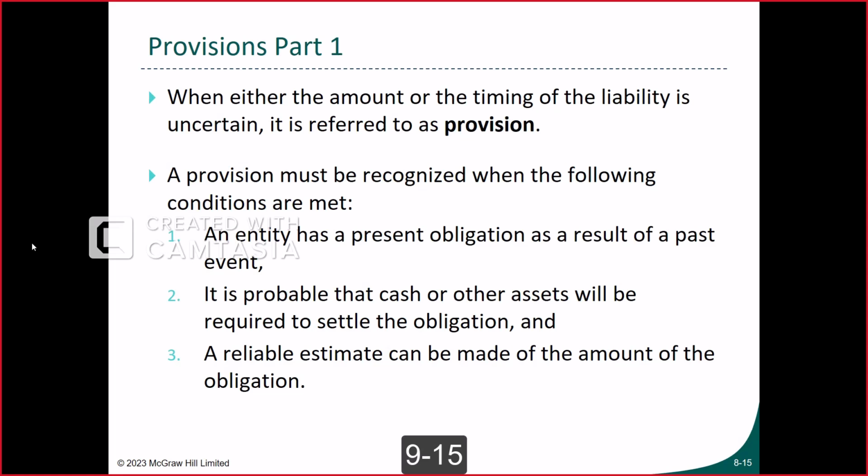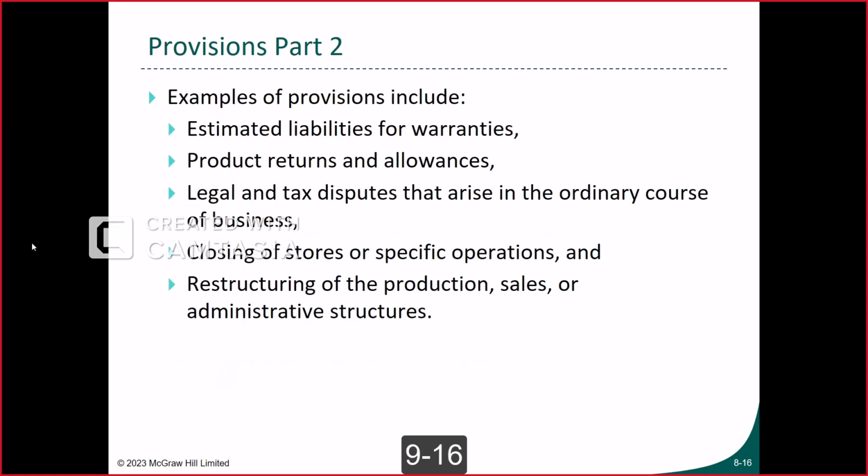However, their amount, their value, is subject to estimate. It is not a determined amount. Because the three criteria of the liability are met, we have to recognize them on the balance sheet. Examples: estimated liability for warranties, estimated liability for product returns and allowances, estimated liability for legal and tax disputes that arise in the ordinary course of business, closing of stores or specific operations, and the restructuring of the production.